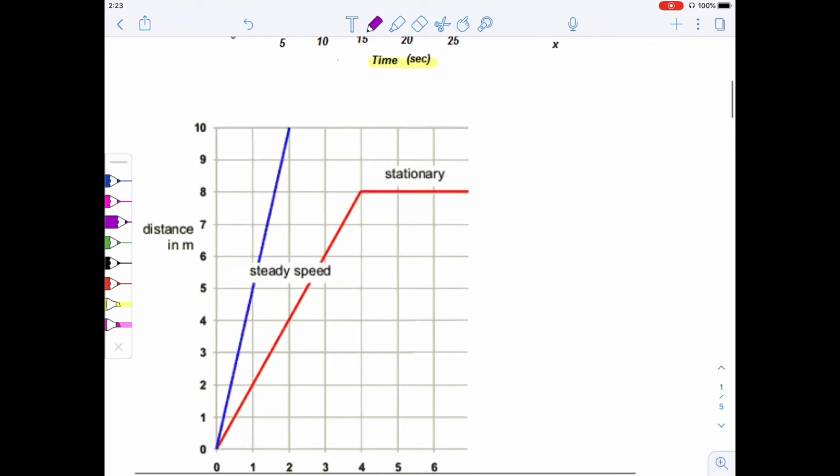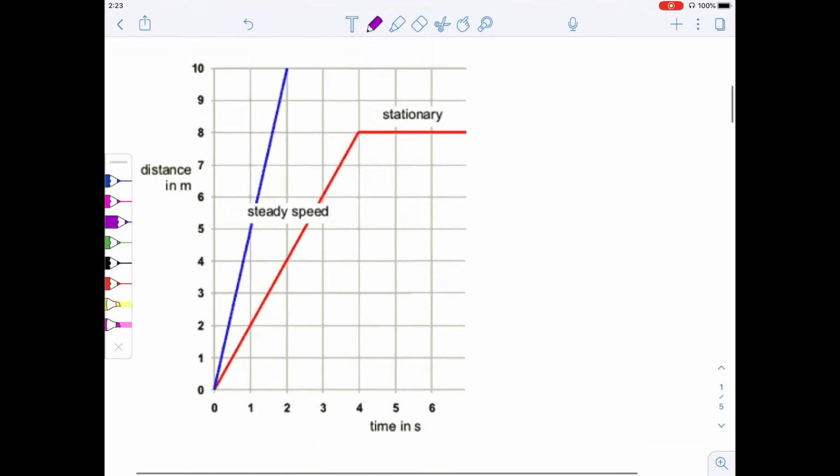Okay, for the next one. How fast are these going? So you got distance in meters and then time in seconds again. So let's look at the blue line first. So looking at the blue line, we start here, 0, 0, and we're going to go until we get to a solid point, a corner right there. So we stop right here.